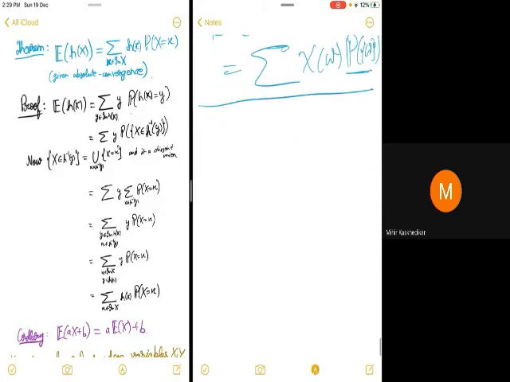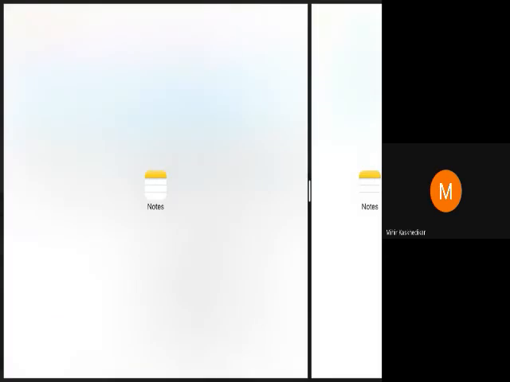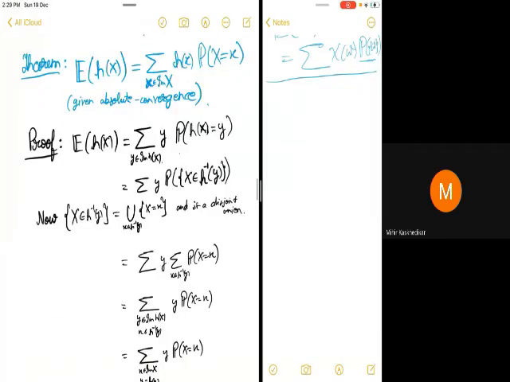So now we give some theorems. The first theorem is that the expected value of a function of a random variable, h of X, is the sum of h of x times the probability that X takes the value x.